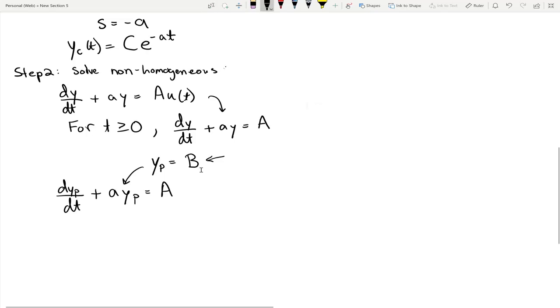Solving the non-homogeneous equation is always solving for the steady state condition. If I have a circuit or some other kind of system that has reached steady state, the voltages and currents should become constant. So I'm going to guess a constant. If I have a circuit with DC sources, then what I expect is that if I wait long enough, my voltages and currents, which are my outputs, should become constant. So it makes sense to guess a constant. So I'm going to put in my guess.